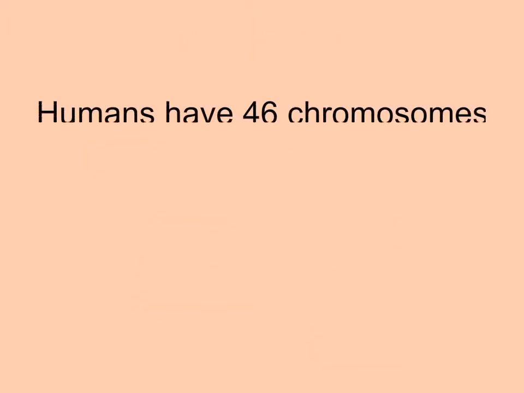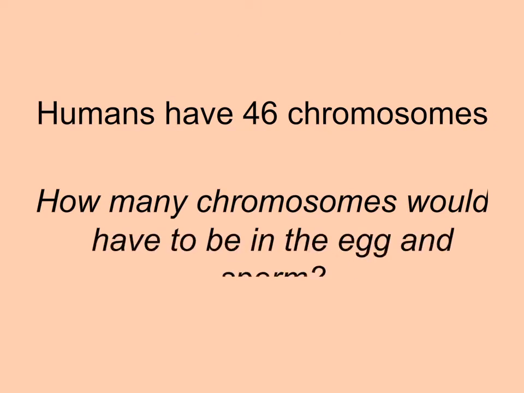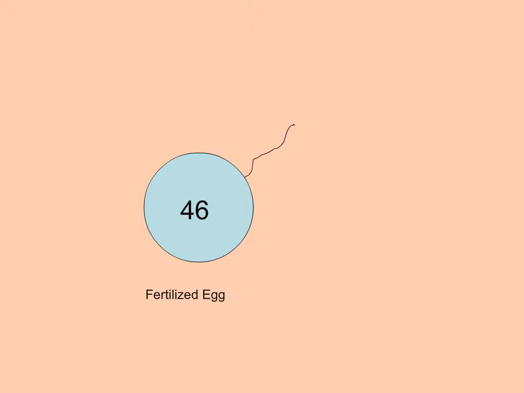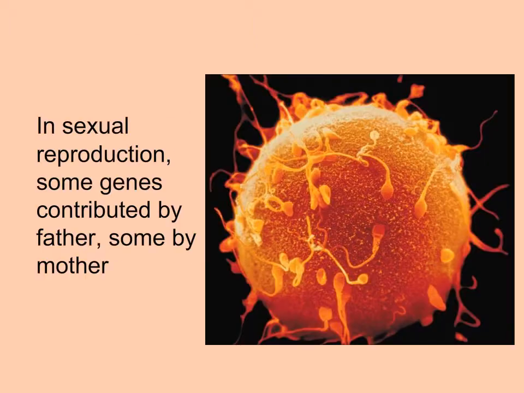If human somatic cells have 46 chromosomes, how many chromosomes would we find in the gametes, the egg and sperm? Right, 23. And when a human sperm fertilizes a human egg, a diploid cell is produced. Sexual reproduction involves the production of gametes. When these gametes fuse, a new individual is produced. Half the genetic information comes from the father, while the other half comes from the mother.